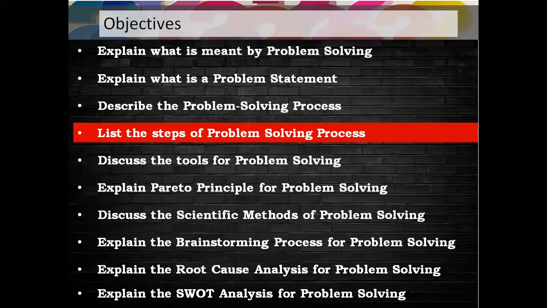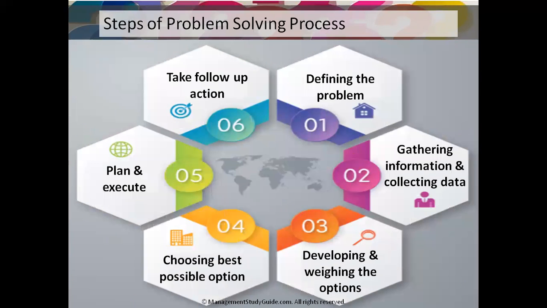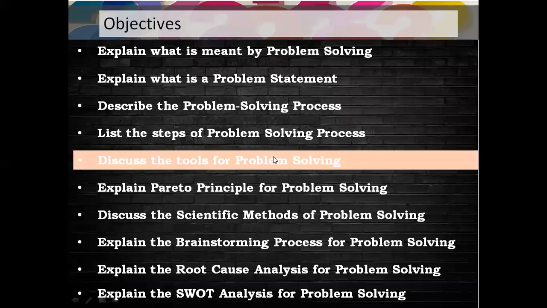Now, quickly, let's look at the steps of the problem solving process. The first one is defining the problem. The second is gathering information and collecting data. The third is developing and weighing the options. The fourth is choosing the best possible option. The fifth is plan and execute. The sixth is take follow-up action, so you have to review. The tools for problem solving.